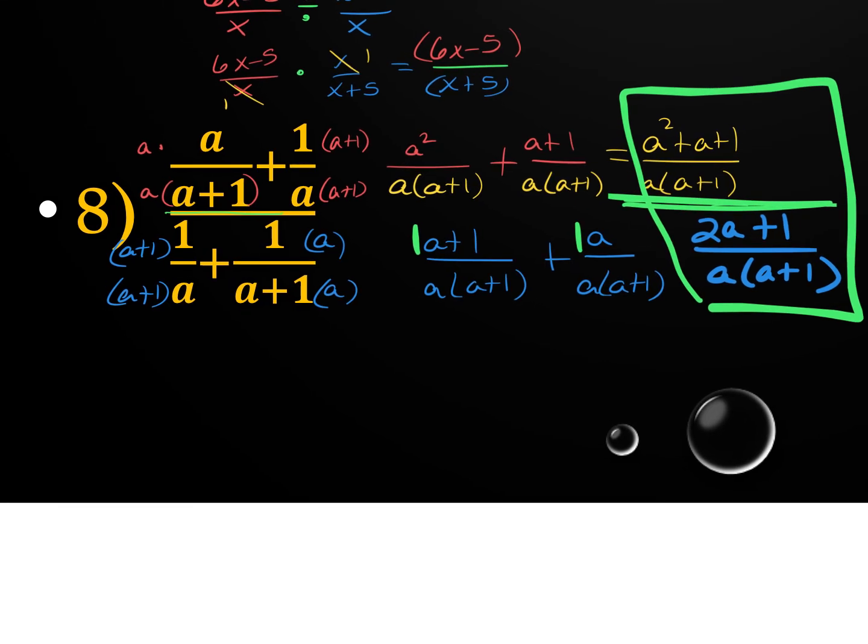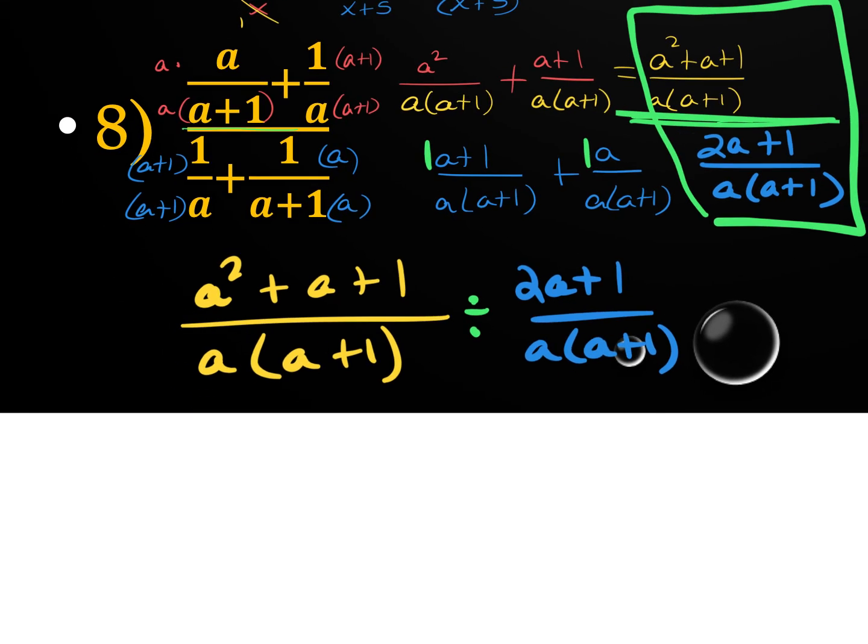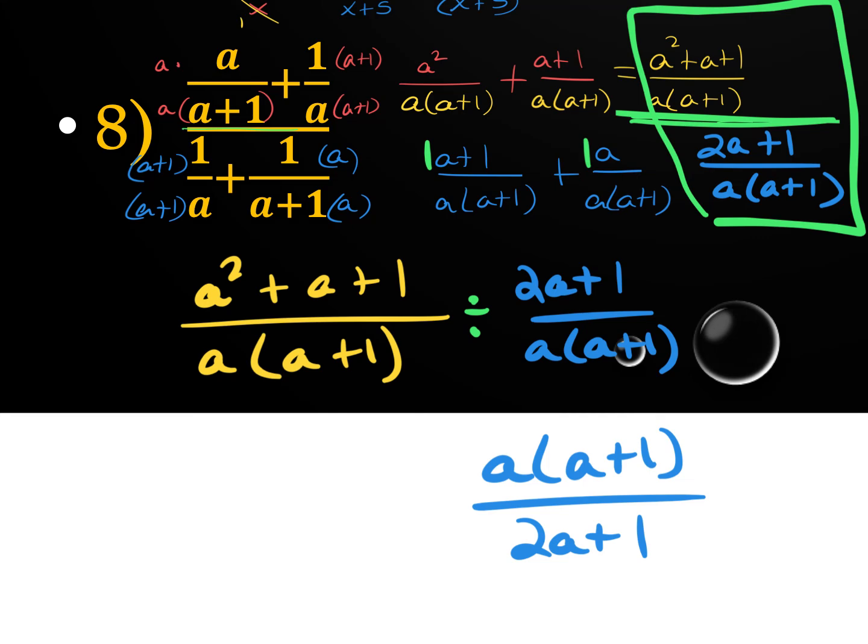So the yellow, a squared plus a plus 1 over a times a plus 1, and then divided by the blue, 2a plus 1 over a times a plus 1. Keep, change, flip. The blue's going to flip. And then the division goes to multiplication. And I'm going to write the yellow and black so it shows up better.